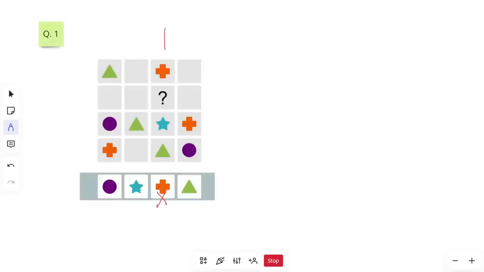Star is already there in this column, so star cannot come in the place of the question mark. Again, triangle is also there, so triangle also we have to eliminate. The only option that is left is circle. After putting circle, we can see in this row nowhere circle is coming, and in this column also nowhere circle is coming. So the circle is the correct answer for this question.